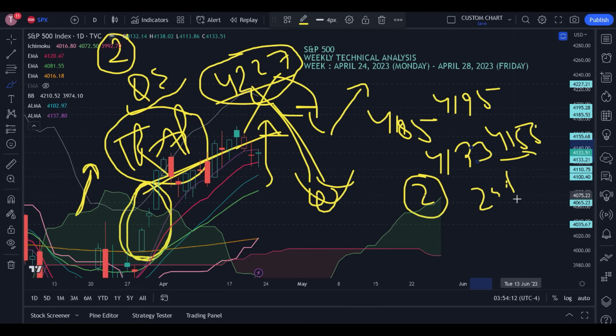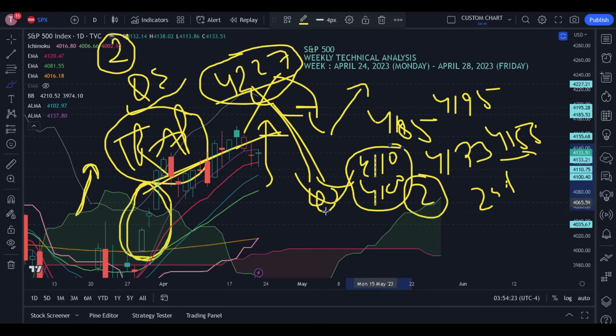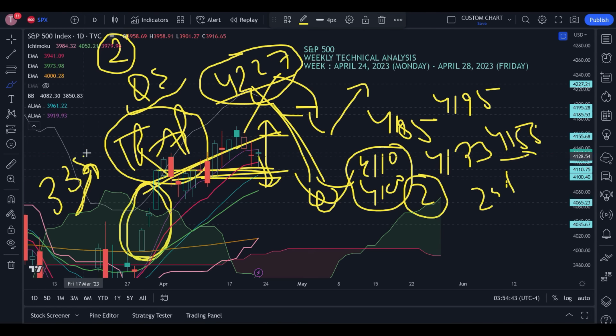Then comes the next standard support: 4110 to 4100. This is the standard and good support. As of now we can say that a movement below, a closing below, or a movement sustaining below will be a clear indication that it is going bearish. But at the same time we must look into the Dow Jones, and the Dow Jones should also close below 33,585.